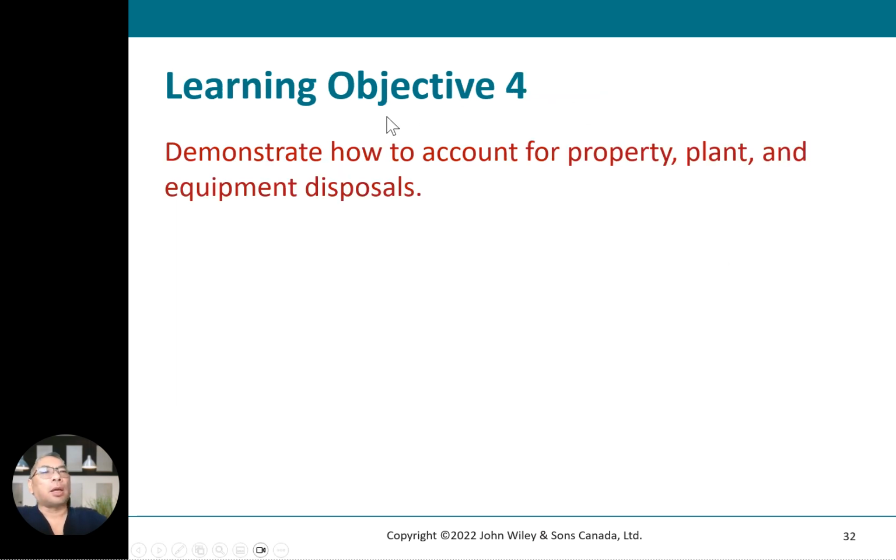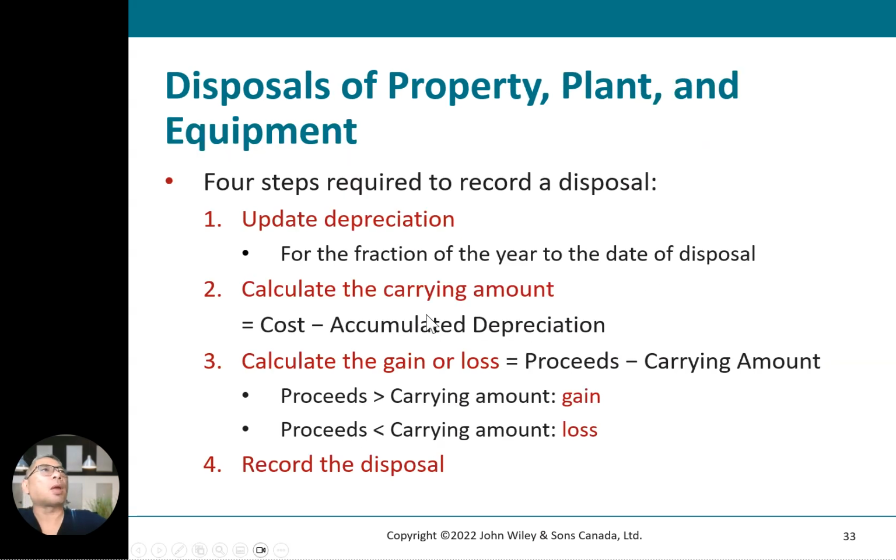Learning objective number 4, which is to demonstrate how to account for PPE disposal. First step is to record disposal. Number 1, update your depreciation for the fraction of the year to date of disposal. Number 2, calculate the carrying amount, which is cost minus accumulated depreciation. Number 3, calculate the gain or loss, equal to proceeds minus carrying amount. Proceeds greater than carrying amount is a gain. Proceeds lower than carrying amount is a loss. And then number 4 is to record your disposal.